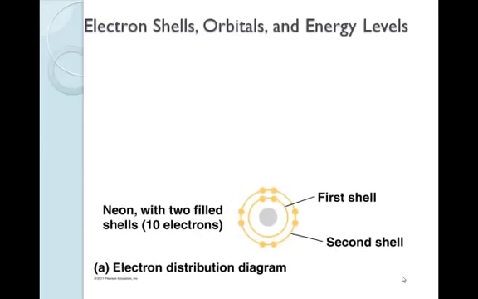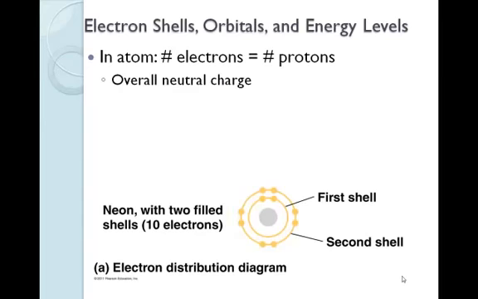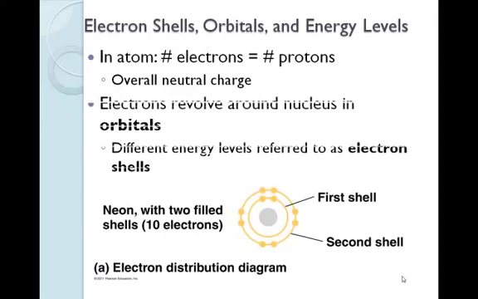Our next topic is molecules and compounds. To understand how elements bond together to form molecules, we need to discuss electron shells, orbitals, and energy levels. In an atom, the number of electrons is equal to the number of protons. So if you know the number of protons, you know the number of electrons in an atom.